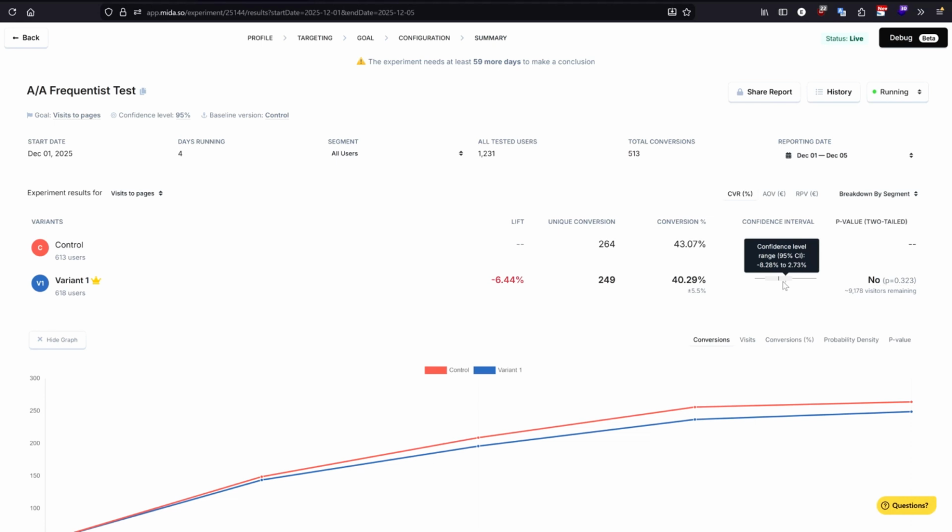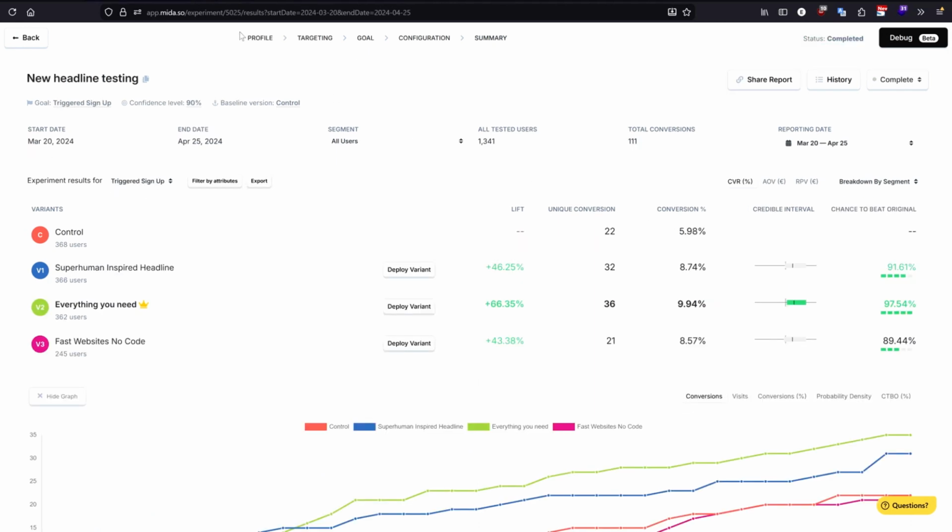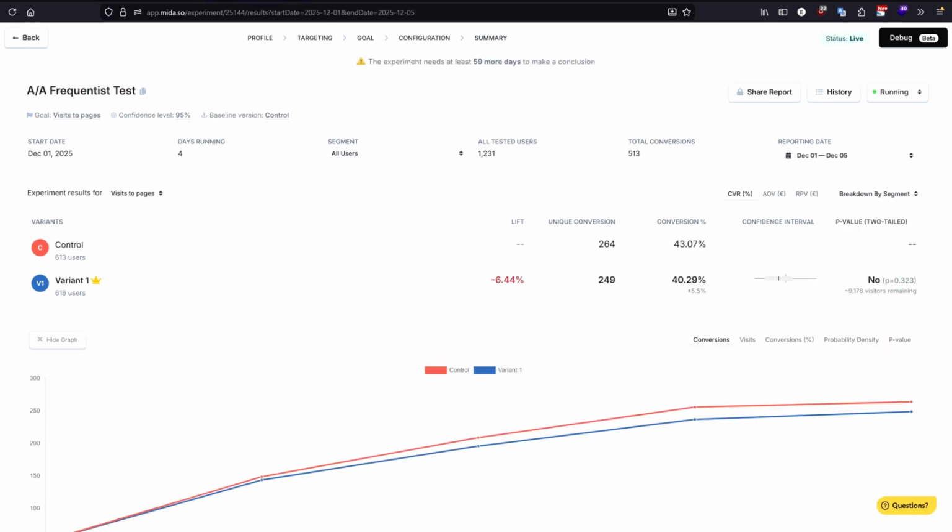So we recommend to use a Bayesian method for most tests, as it gives you an idea of how your variant is performing, and it gives you a probability assigned to it, which can help with risk assessment. The frequentist method is good when you want to be absolutely certain with high accuracy that the variant is better or worse than the control.